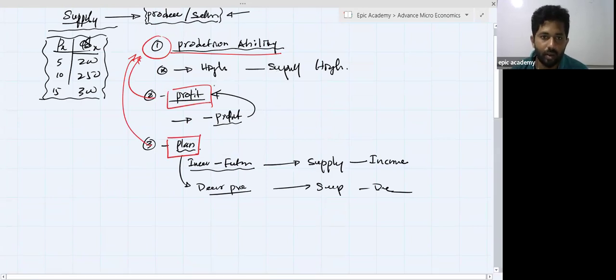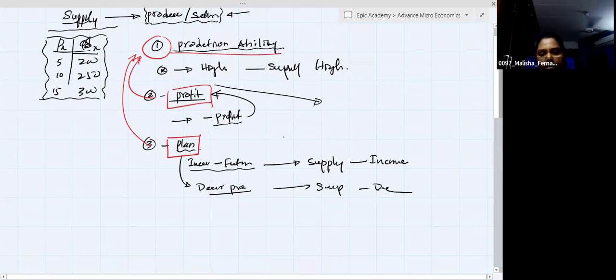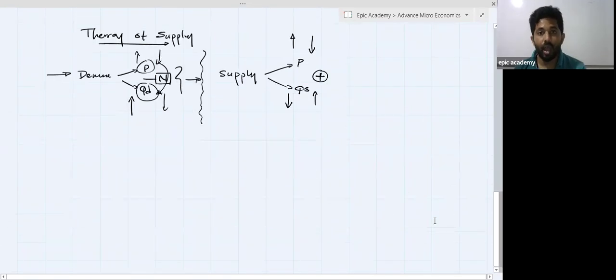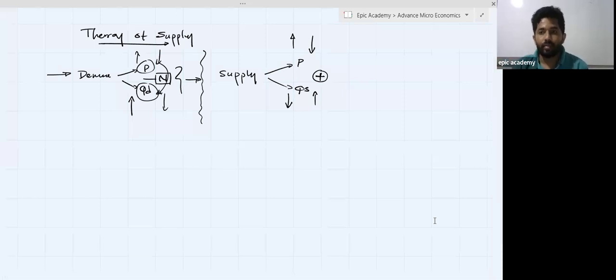Which one? Profit. If you can produce more and more commodity at a higher level of prices, what will happen to your profitability, your profit maximizing ability? It can be increased. You can earn more and more money. If the price of the commodity reduces, then your profitability can also be reduced. At lower prices, if you produce more and more commodity, profitability is a problem. Profitability can be reduced.